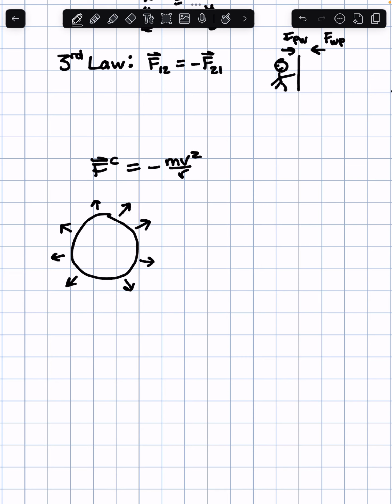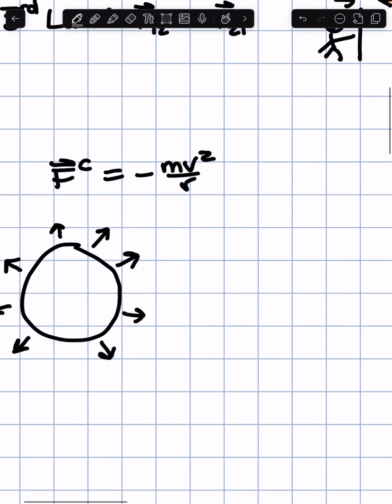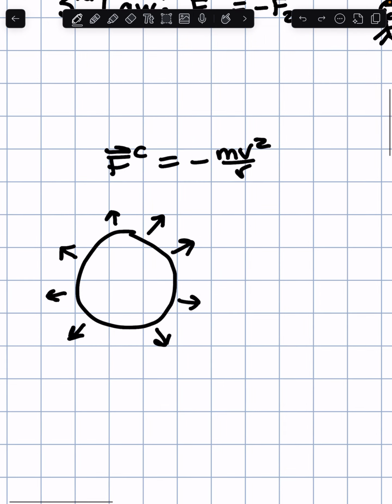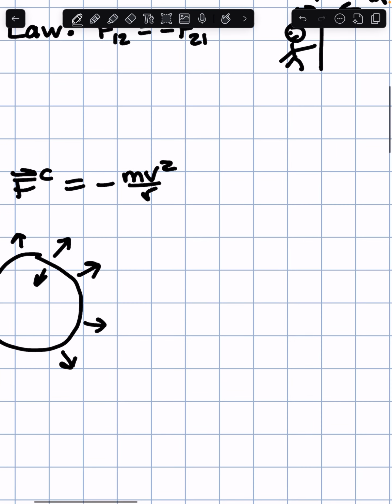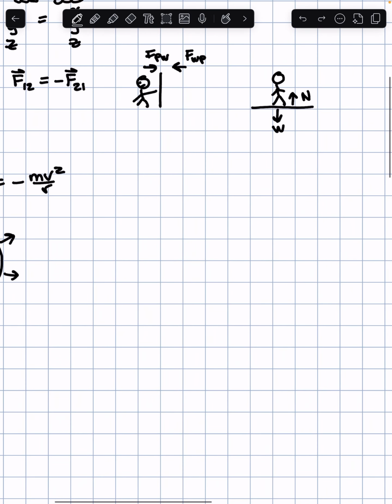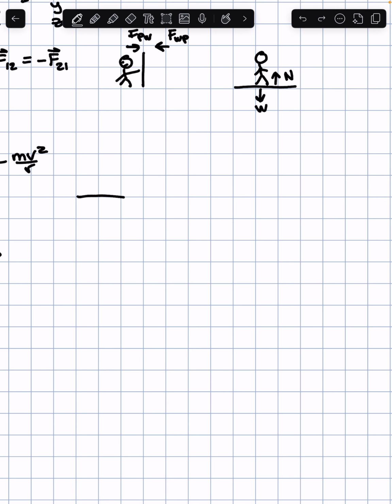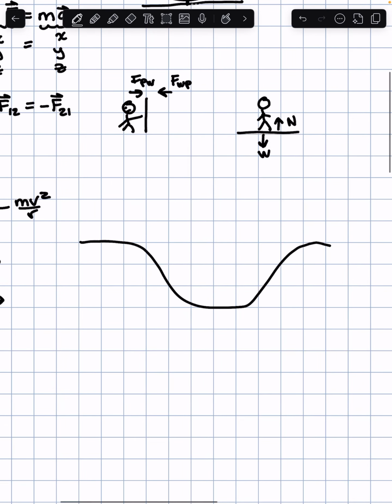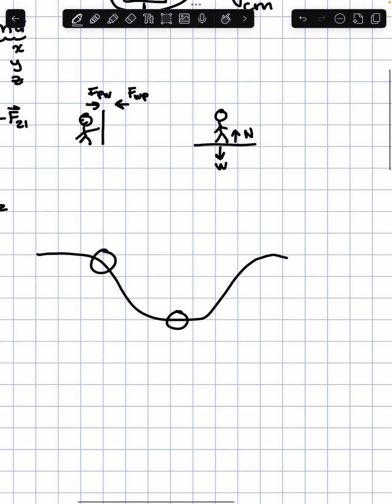Now, you might be wondering to yourself, I thought that centripetal force was directed inward. And you're right, it is. Which is why we have this negative sign here. This negative sign means that it is opposite our orientation and is directed inward. So, let's take a hill problem. I would like to look at this area and this area of our hill problem.